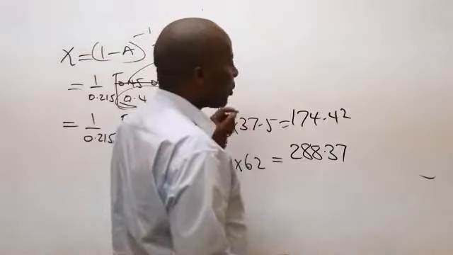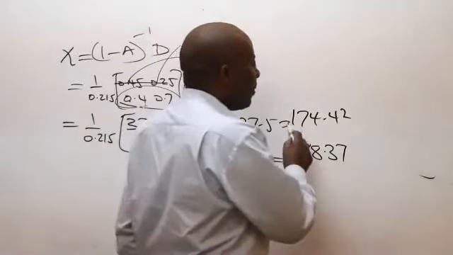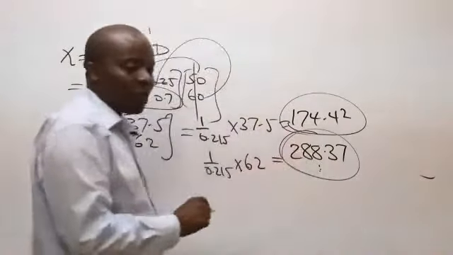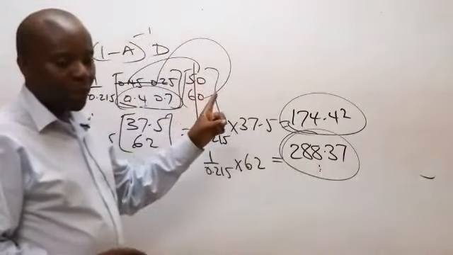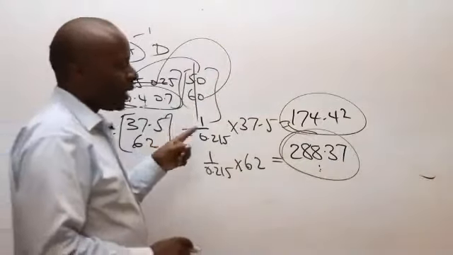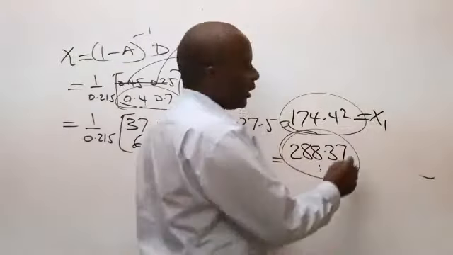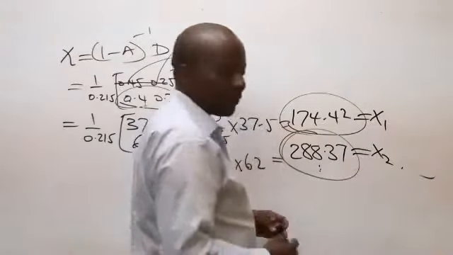So it means that for these 2 sectors, to be able to satisfy total demand, they must endeavor to produce these outputs. So these are our predicted outputs. These are our X values, and because there are 2 X values, this could be my X1, and this could be my X2, like that.